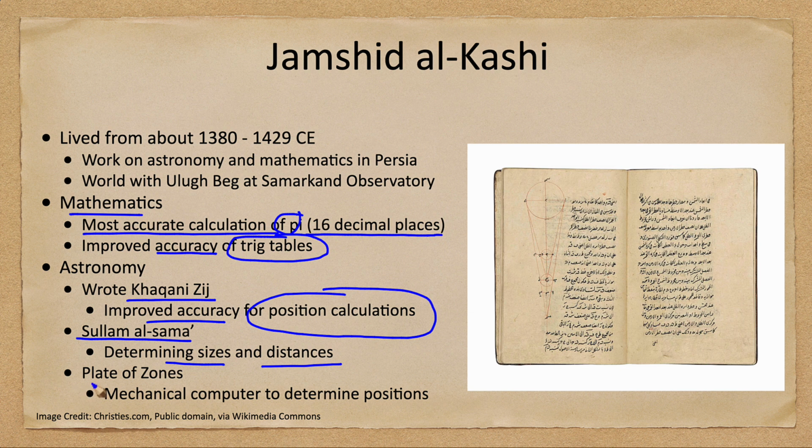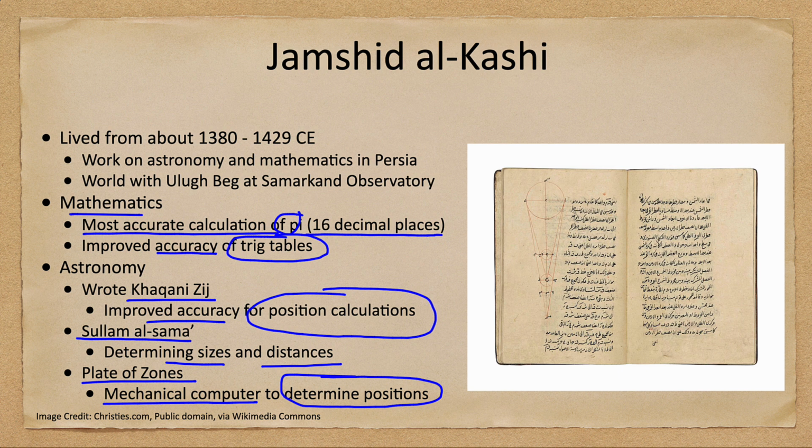And then he also did the plate of zones, which was a mechanical computer used to determine positions. So we're long before electronic computers, but we do have mechanical computers and various devices that can help us accurately determine positions. And that was one of the things that he worked on.